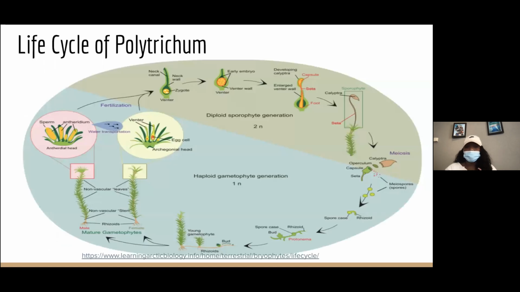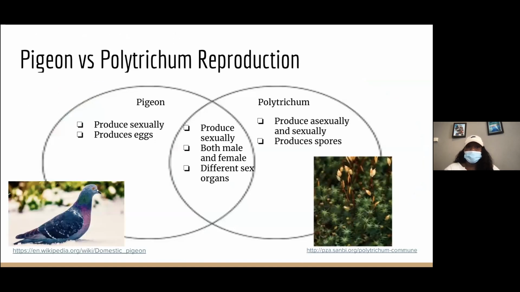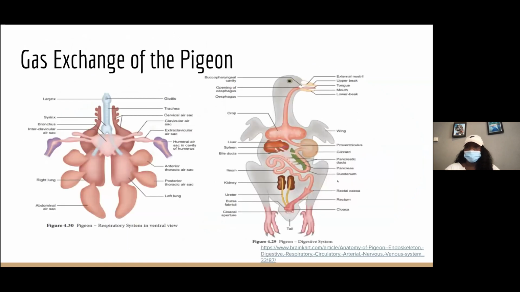So what this picture is showing is at the top part, that's when the moss gets its long part or the stem. So that's mitosis. And then the blue part is when it goes through meiosis to gain the stems and leaves that you see. So the differences between pigeon and Polytrichum reproduction: the pigeon reproduces sexually and produces eggs, whereas the Polytrichum reproduces asexually and sexually and produces spores. However, they both reproduce sexually, both have male and female, and they both have different sex organs.